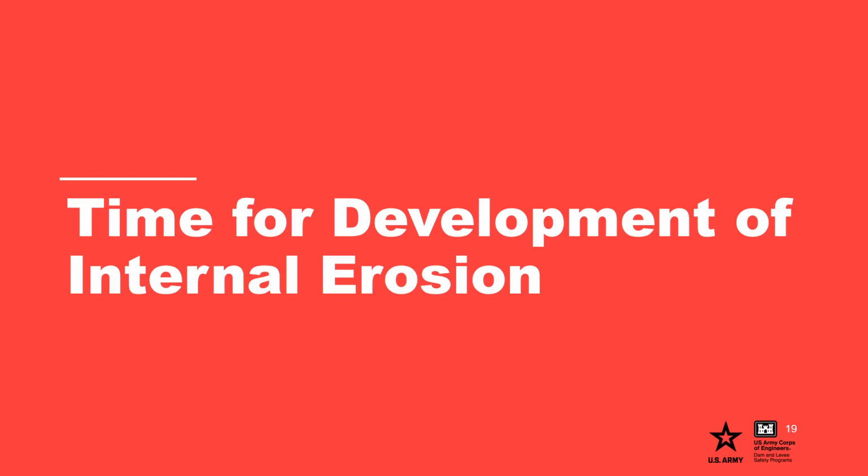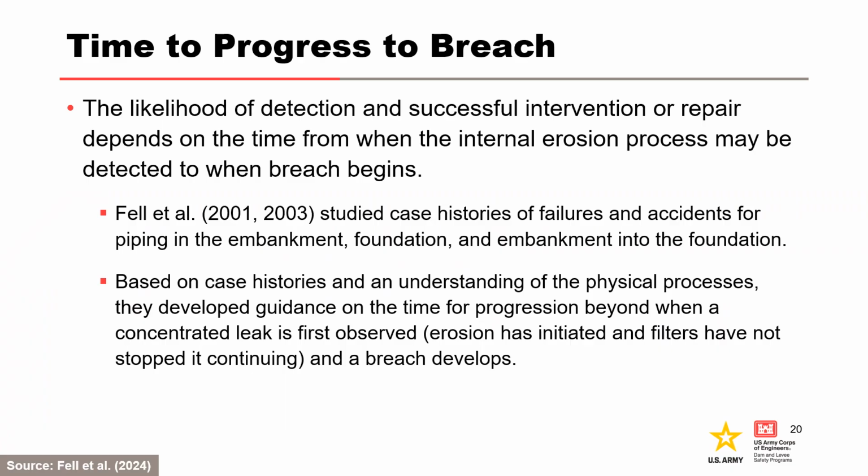Now we'll discuss time of development of internal erosion. The likelihood of detection and successful intervention or repair depends on the time from when the internal erosion process may be detected to when breach begins. Fell et al. in 2001 and 2003 studied case histories of failures and accidents for piping in the embankment, foundation, and embankment into the foundation. Based on case histories and an understanding of the physical processes, they developed guidance on the time for progression beyond when a concentrated leak is first observed, erosion has initiated and filters have not stopped it from continuing, and the development of a breach.